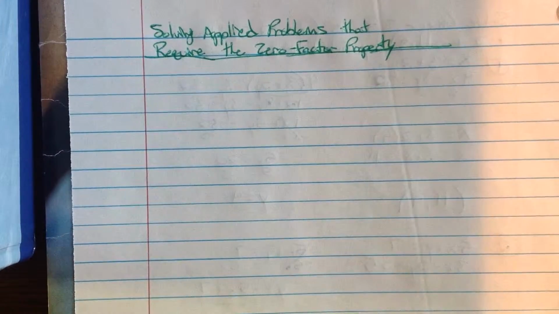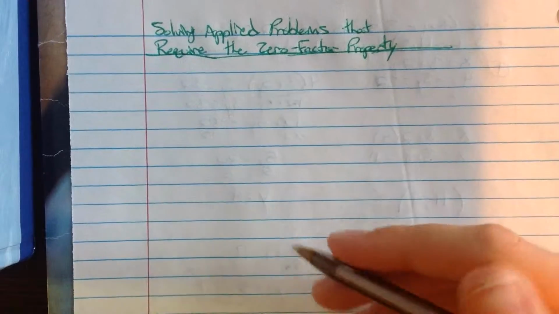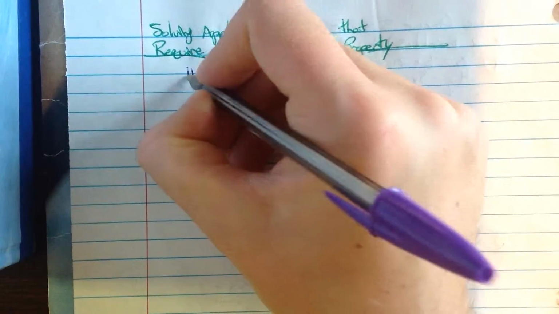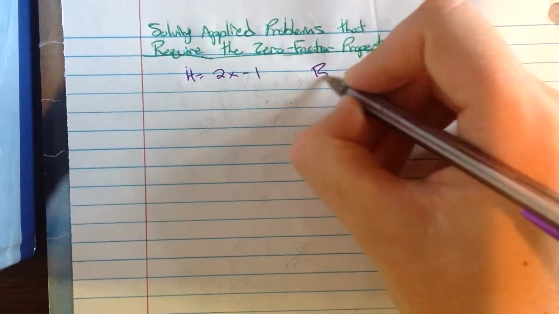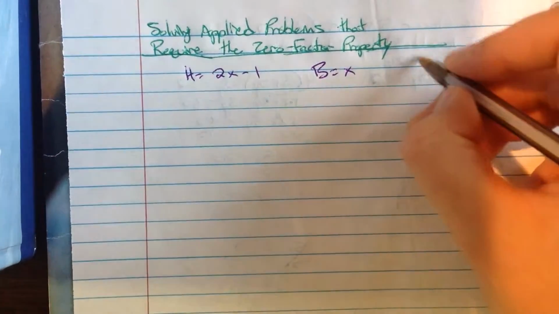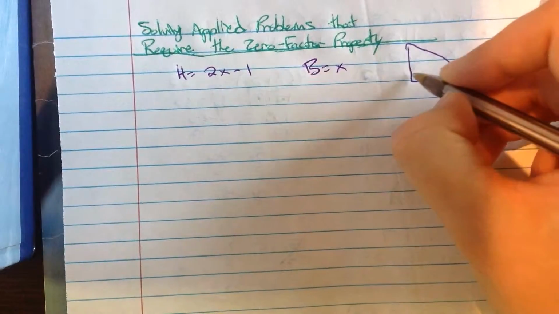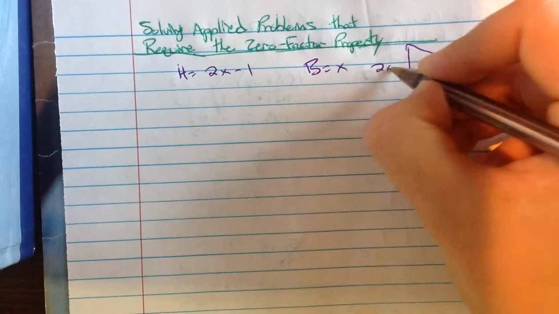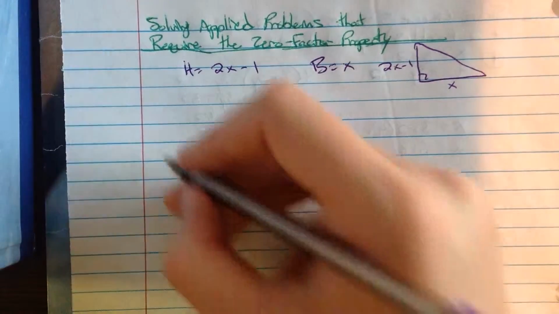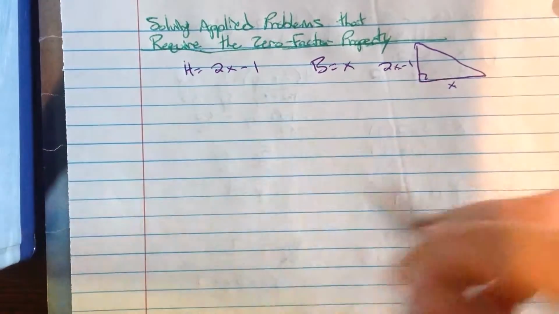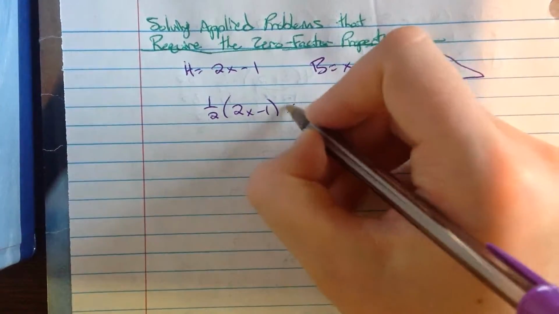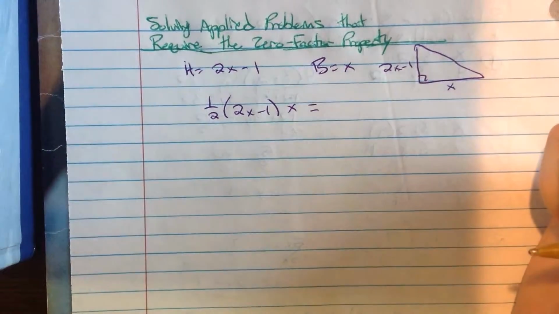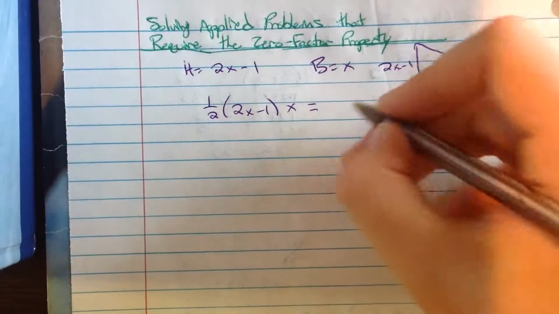So coming back over to our workspace. First off, we know a couple things. We know the height is equal to 1 less than twice the base. We're going to make the base equal to x. So we have this triangle. We know this is x. We know this is 2x minus 1. We know to find the area, you do 1/2 base times height. So 1/2 times 2x minus 1 times x is equal to 14, since it tells us that it wants an area of 14.